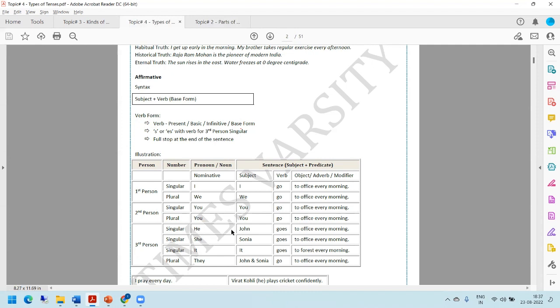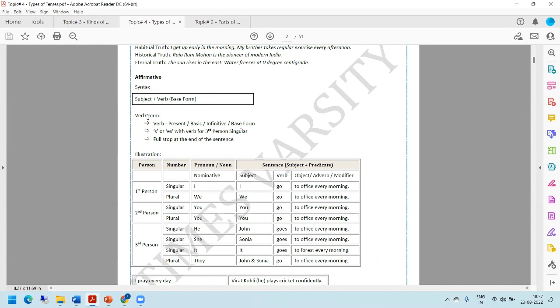Now, third person singular, he. Instead of he, we can use a noun also. Instead of a noun, we can use a pronoun also. So I can make a sentence like he goes to office every morning, or instead of he, I can take his name, like John goes to office every morning.